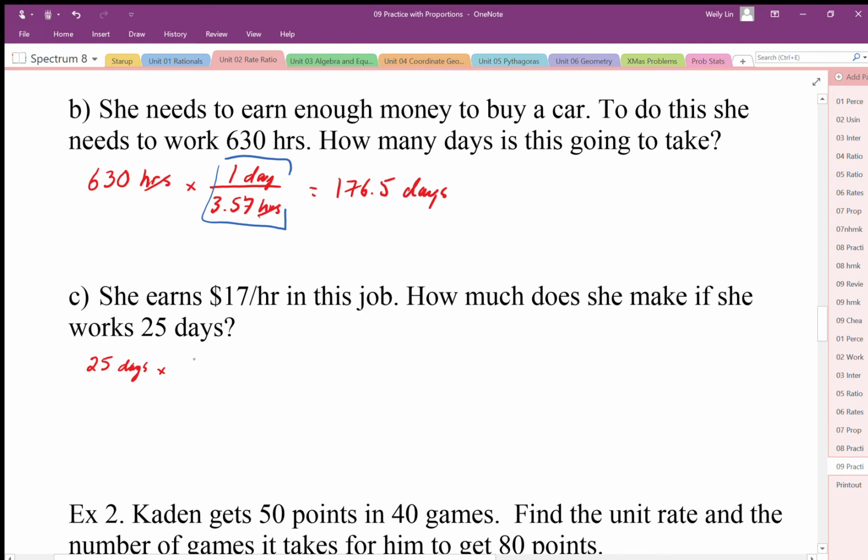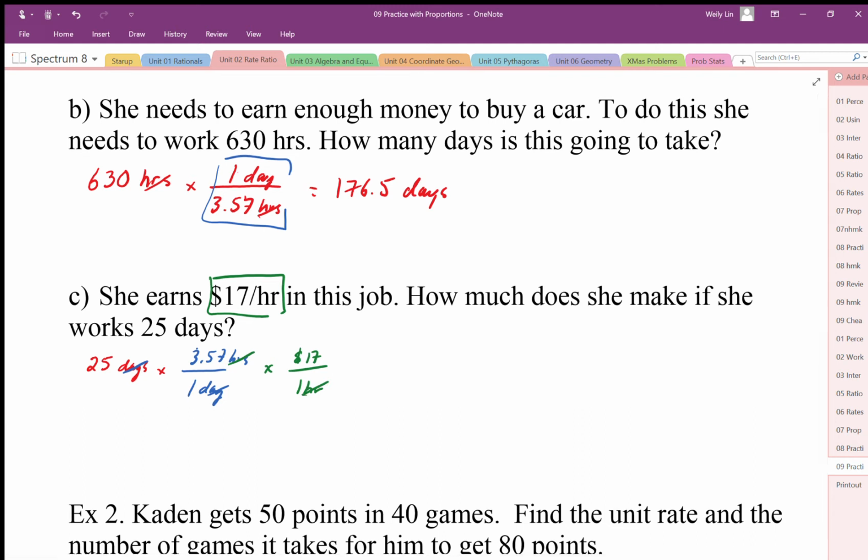So I'm going to multiply by 3.57 hours for 1 day. And I know that my units are going to cancel out. Now I have hours. So I need to then get rid of the hours and convert it to dollars. And there's my rate right here. So I'm going to multiply, using hours in the bottom, days on top, dollars on top, and then I've got my units left over.